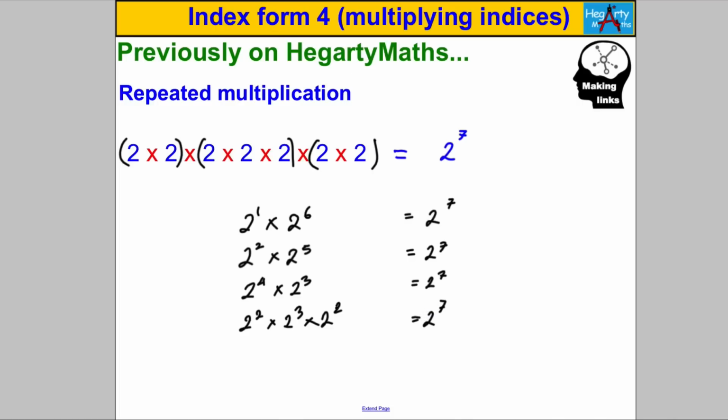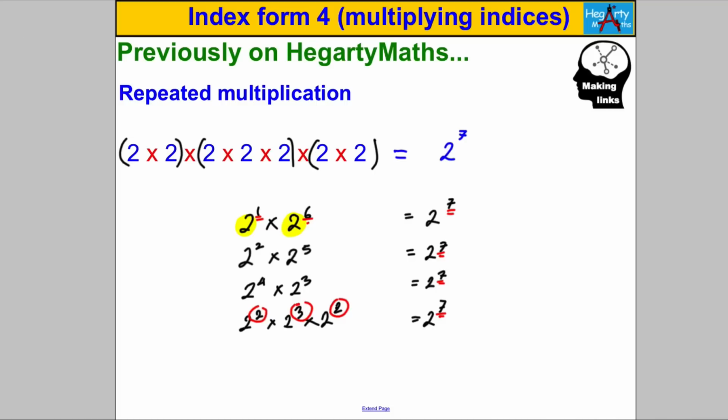What I'm trying to show you is that when the base number is the same, when you've got powers of 2, what can you do with these indices or these powers? You can add them. 2 to the 1 times 2 to the 6 is 2 to the 7. You can just add 1 and 6. 2 to the 5 times 2 to the 2 is 2 to the 7. 2 to the 4 times 2 to the 3 is 2 to the 7. 2 to the 2 times 2 to the 3 times 2 to the power of 2, I can just add 2, add 3, add 2 and get 2 to the power of 7.